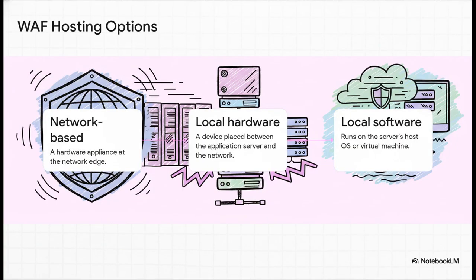What's great about WAFs is they're flexible. You can set them up in a few different ways. An organization might use a network-based hardware device to protect their entire network, which is efficient but could be a single point of failure. Or they could use local hardware to protect one supercritical server. Or they could just install local software directly on the server itself, which gives you very detailed protection, but it does use up that server's resources.